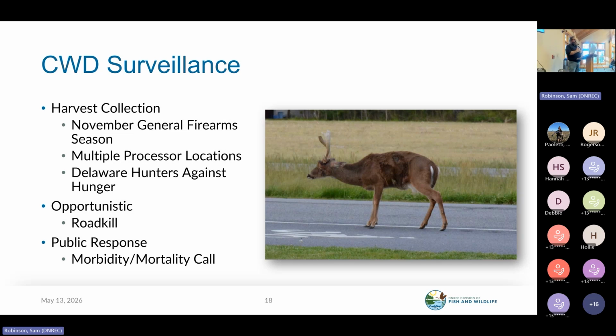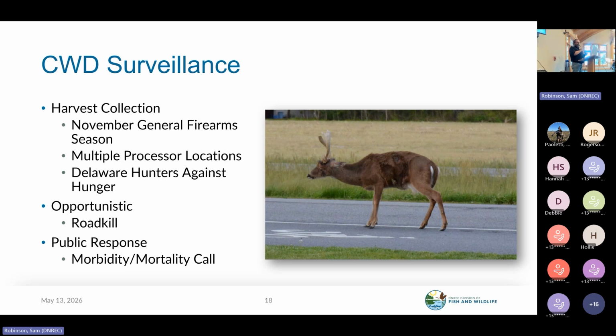Go to multiple processor locations. And then we also have been using the Delaware Hunters Against Hunger for those donations. We take those and we've been using the ones we can, we test. We also do opportunistic surveillance where there's a roadkill. If I see it, I grab the lymph nodes, send it off. And of course, when you guys call, hey, there's an issue here, like with this deer, I got a call here just recently. This deer's scaring me. Come out here, do something with it, and I'll test it.